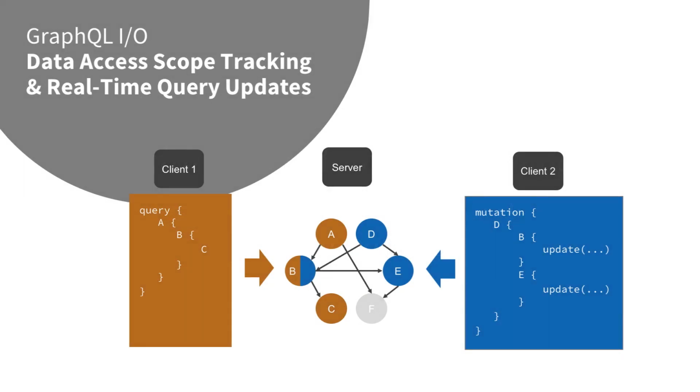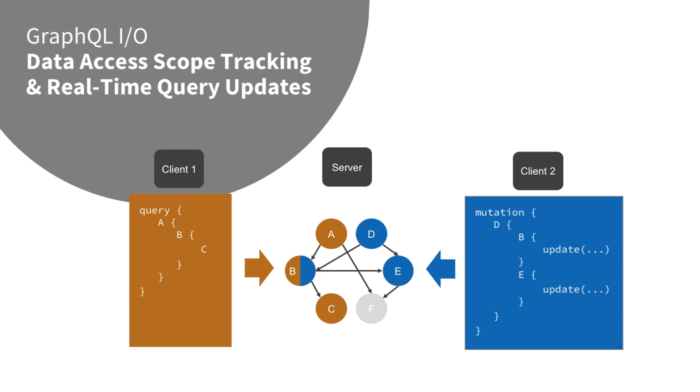And the key for this is data access scope tracking inside GraphQL-IO and the real-time query updates which follow this scope tracking. To get an illustration of how this actually works, the server in the middle has a graph of whatever it is. It is a few entities, A, B, C, D, E, F, and there's a client 1 on the left, here in brown, which does a query for A, B, and C. Okay, fine. Nothing happens except that this client requests this query, gets a response, shows it in its UI.